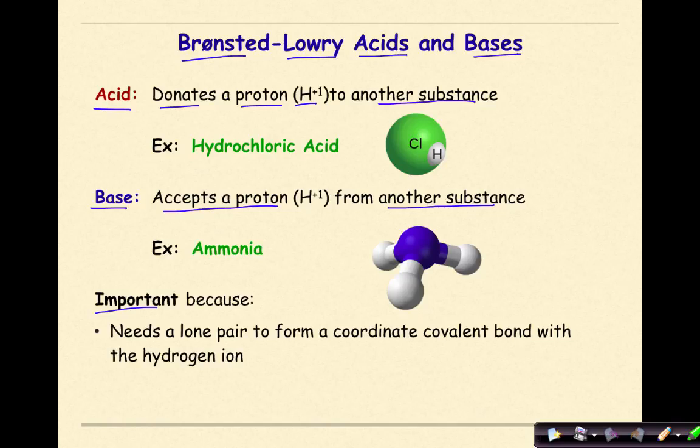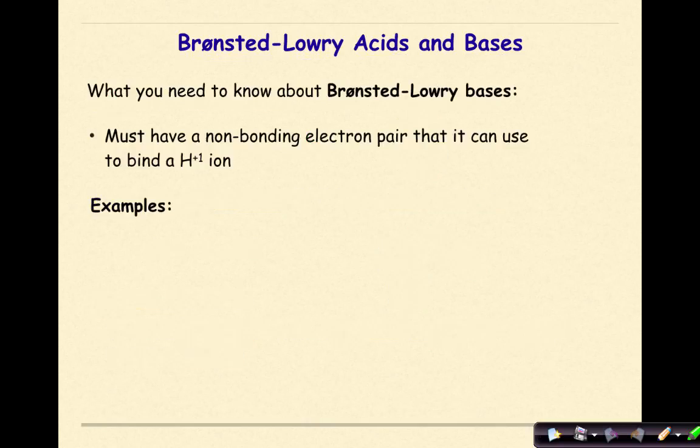This is important because in ammonia, there needs to be a lone pair to form a coordinate covalent bond with the incoming hydrogen ion, and we'll draw that out in a moment. So one of the important things that you need to know about Bronsted-Lowry bases is they must have a non-bonding electron pair, also known as a lone pair, that it can use to bind a hydrogen ion. So you might say, well, what do you mean by that?